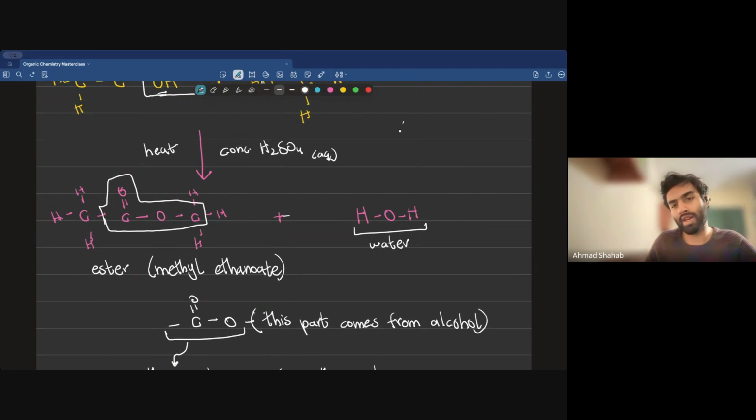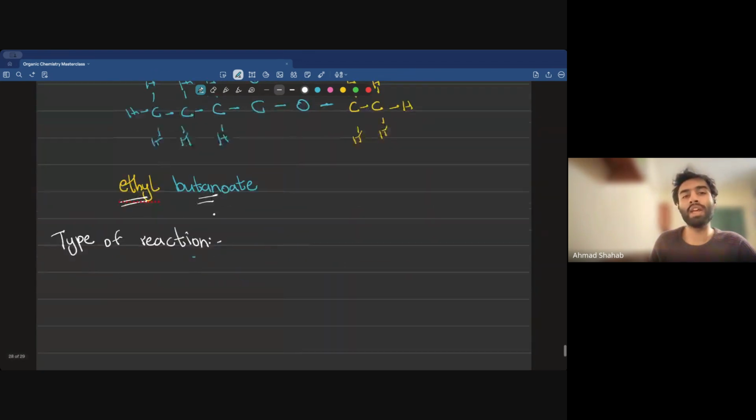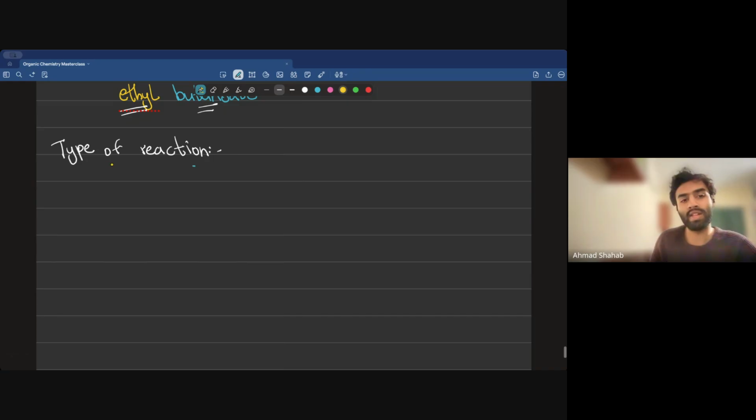I will refer to it as esterification. But this is not the type of reaction that takes place. This is not a type on its own. The type of reaction that takes place here is condensation reaction. This is a condensation reaction, right?